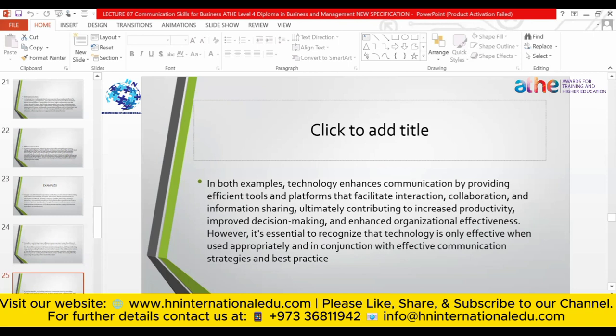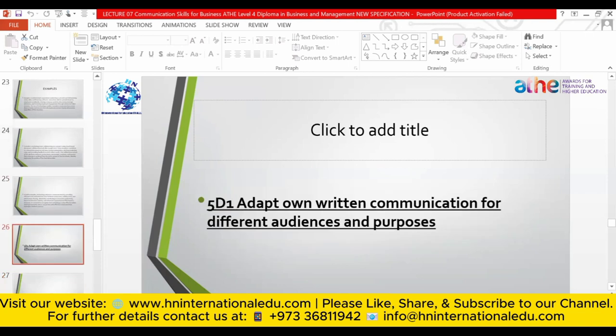However, it is essential to recognize that tech is only effective when used appropriately and in conjunction with effective communication strategies and best practices. If you want to inculcate technology in your organization, which is a necessity now, you have to work on your communication skills as well. Both things can only be successful if you integrate them together. Clear? Yes, ma'am. Okay.